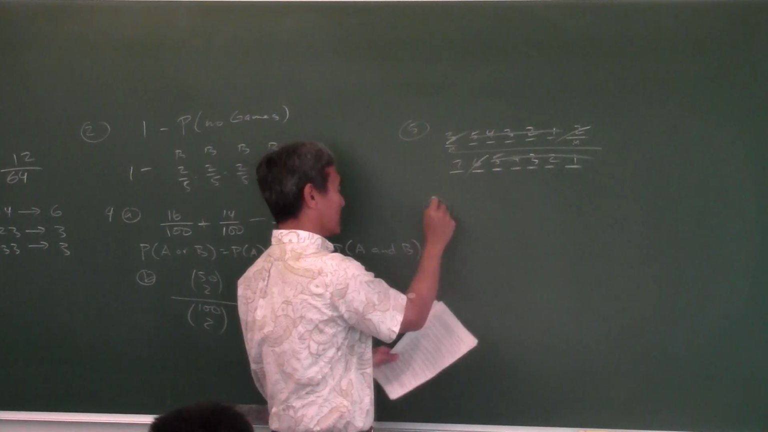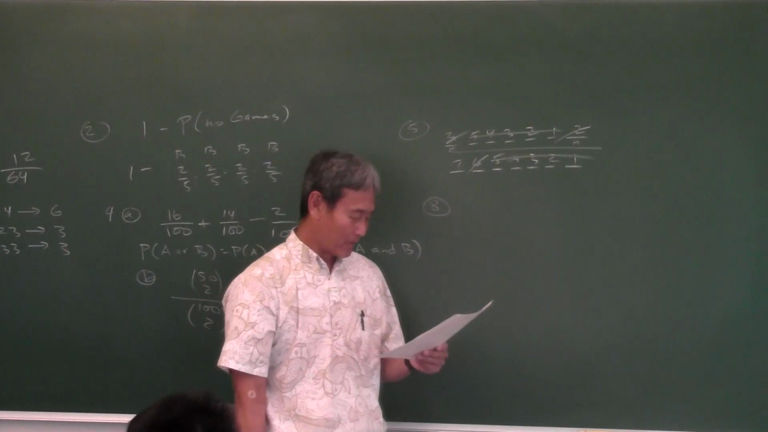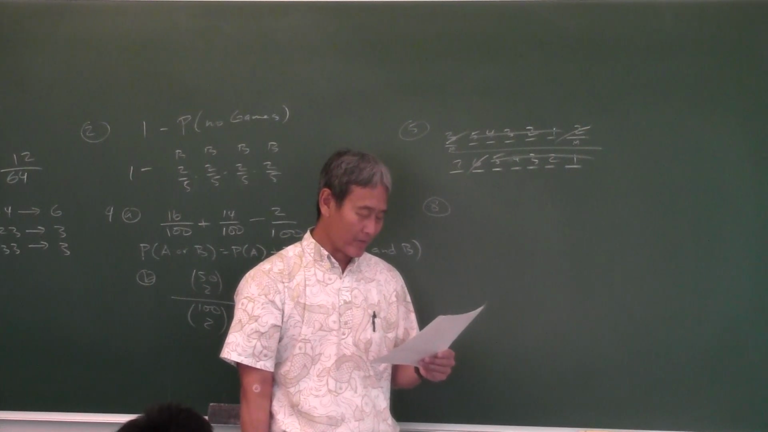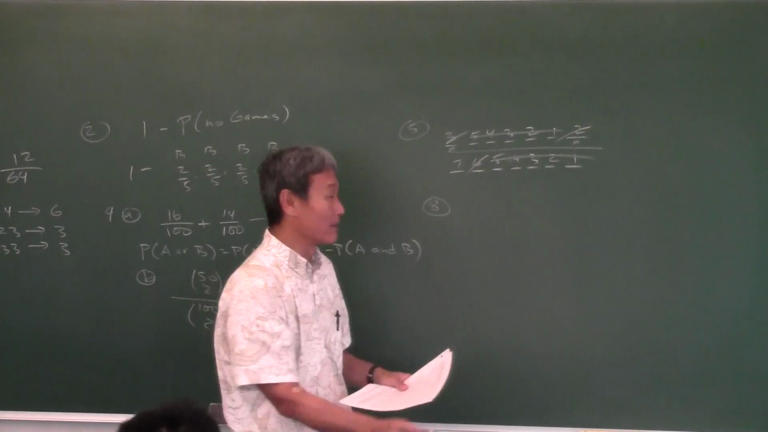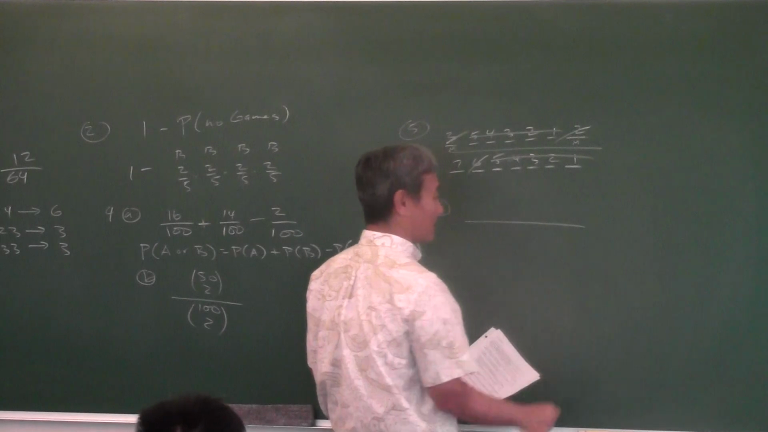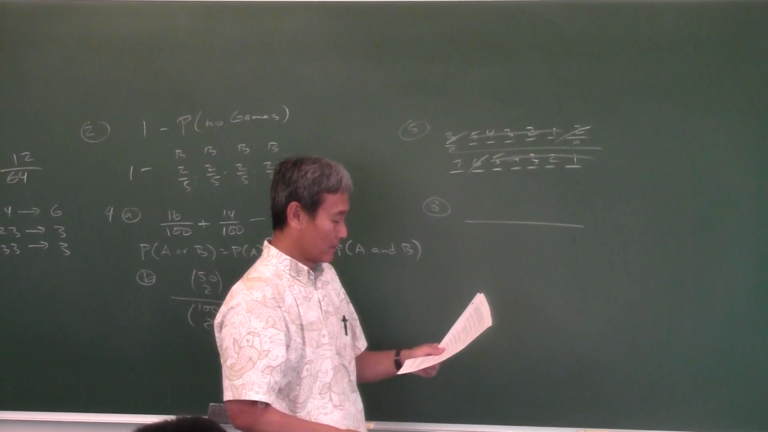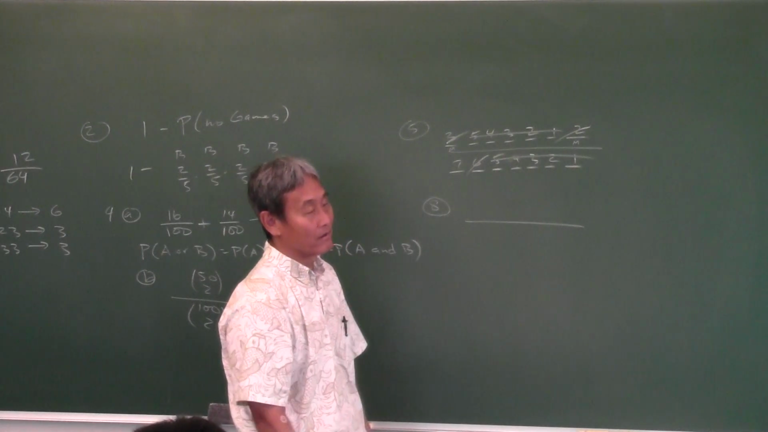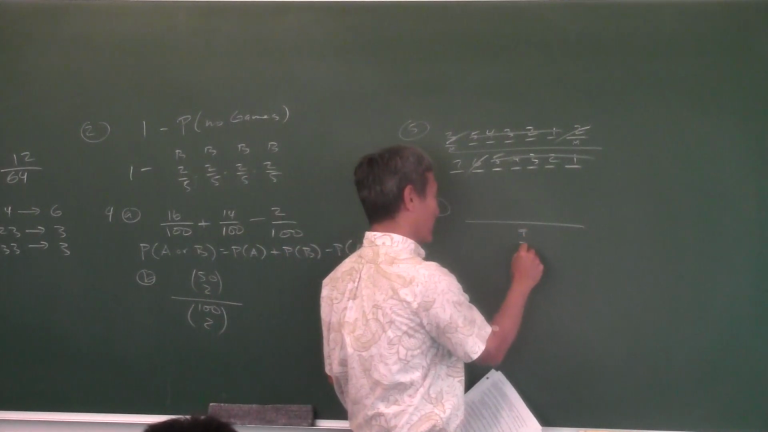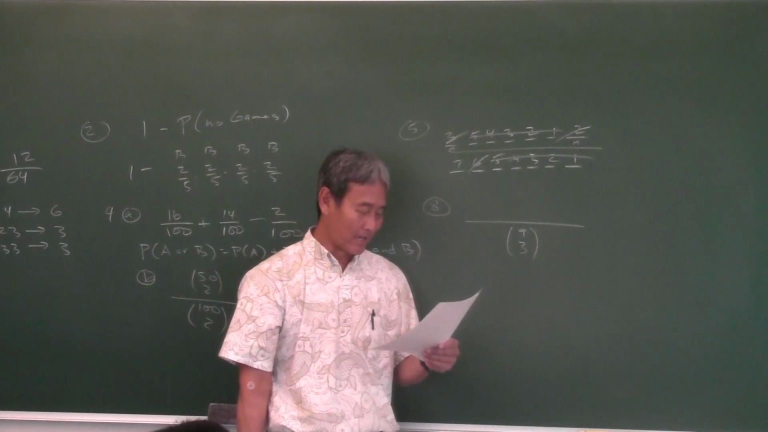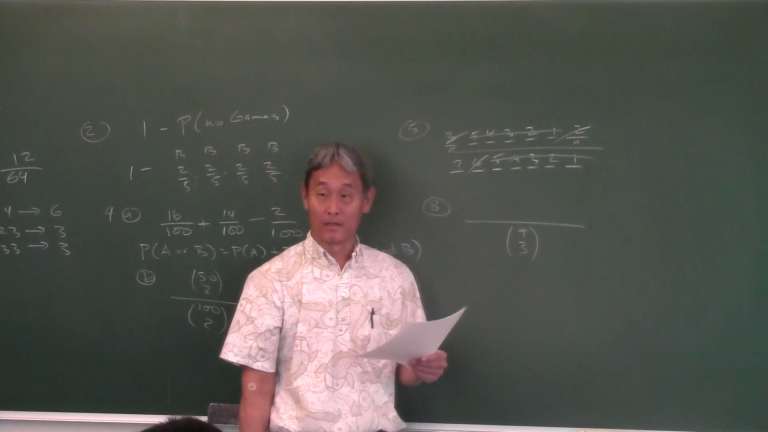Okay, number 8, and let me know if I skip one. From a group of 5 women and 4 men, a committee of 3 is randomly selected. What's the denominator then? Committee is a combination, people. How many total people are there? 9. So 9 choose 3. What is the probability that the committee contains at least 2 women?